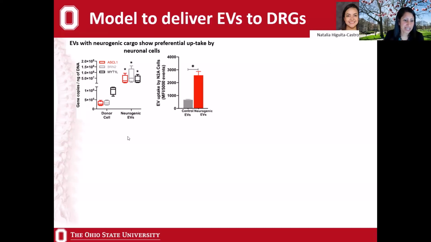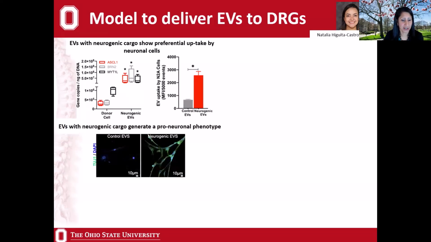And so here's just some data showing that we can package ASCL, BRN, MYTI, which are developmental transcription factors important for neuronal growth. What we're doing is developing EVs that can package those factors. And what you can see here is that when we package these EVs, they're preferentially taken up by other neuronal cells. So they show some preferential homing.